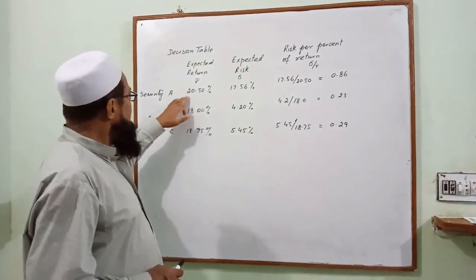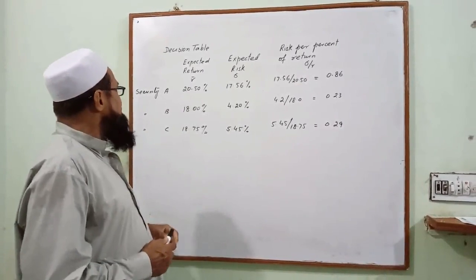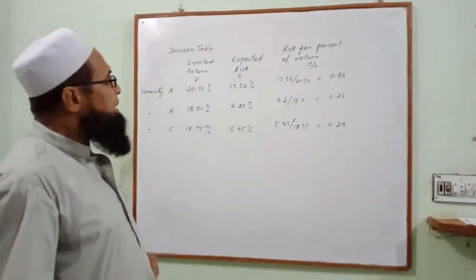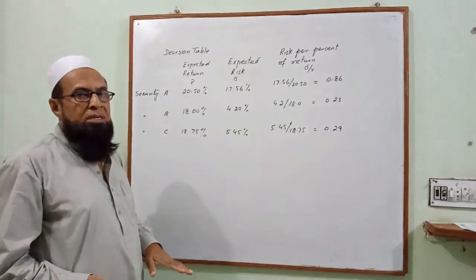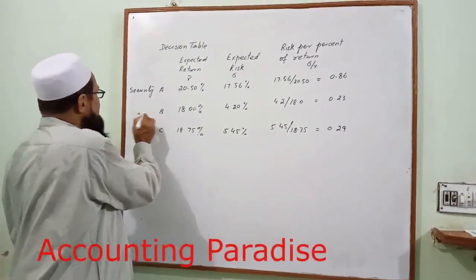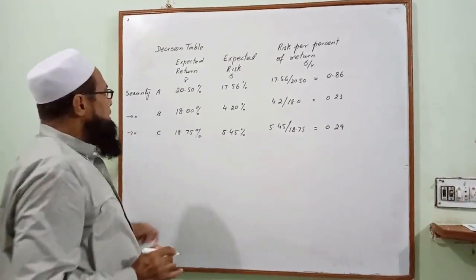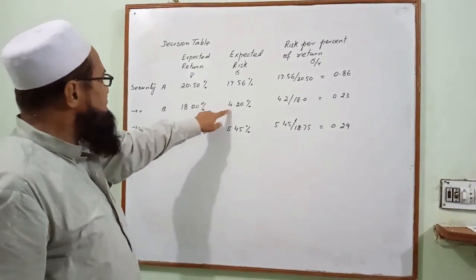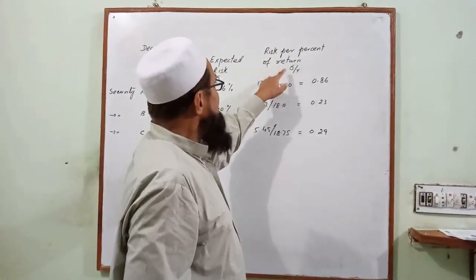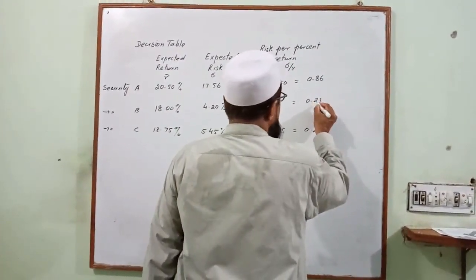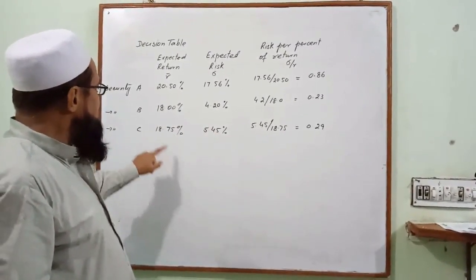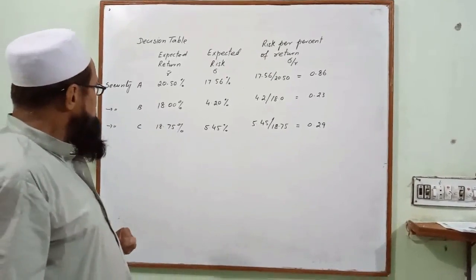If we see higher risk, higher return, that is in case of security A, a risk lover may select this security. But generally people are risk averse, they don't want to take risk. For those people, one should be selected among these two securities. In case of security B, the return is 18%, whereas the expected risk is 4.2%. If we calculate the risk per percent of return, that is 0.23. And in case of C, the risk is 5.45%, whereas the return is increased by 0.75.